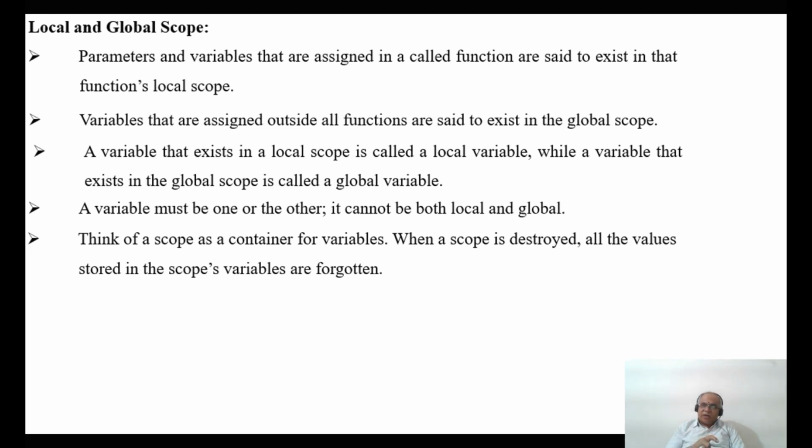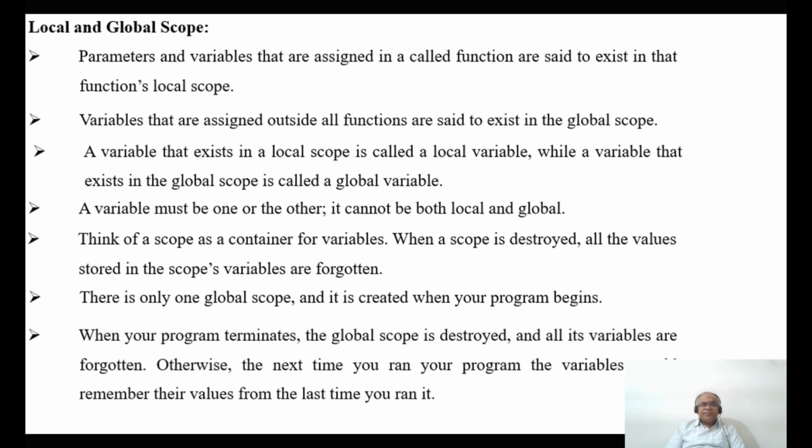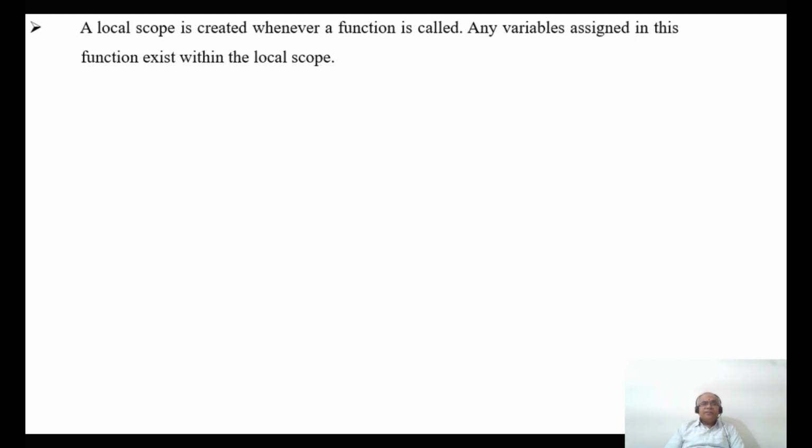When a scope is destroyed, all the values stored in that scope's variables are forgotten. There is only one global scope and it is created when your program begins. When your program terminates, the global scope is destroyed and all its variables are forgotten. Otherwise, the next time you run your program, the variables would remember their values from the last time you ran it.